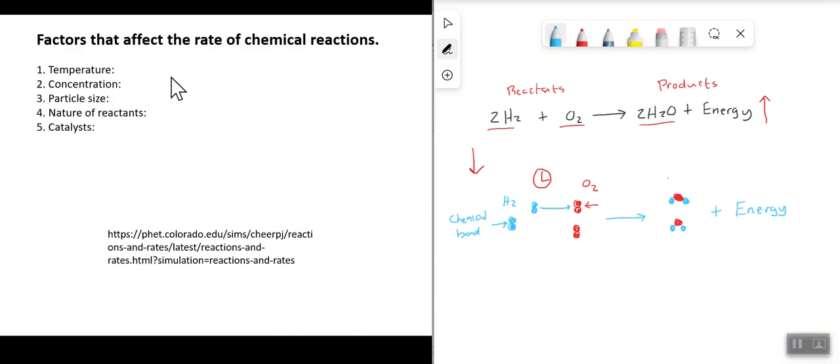So then what are some of the factors that impact on the rate of reactions? One is temperature, another one is concentration. That's the amount of, for example, reactants that you have. The next is the particle size. Next is the nature of the reactants, and then we have catalysts as well. So we want to look at these and get an idea of what we mean by it in relation to how quickly a chemical reaction happens.